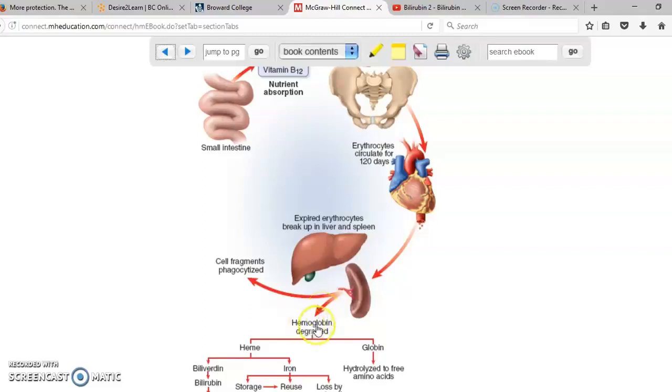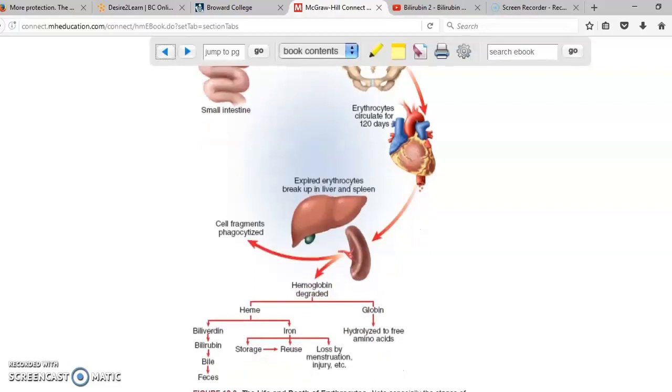Here's the hemoglobin that was phagocytized by the macrophage. What are the components of the hemoglobin? Heme and globin. So the first step in destroying this inside the macrophage is going to be to separate the heme and the globin. We said the globin is just a protein. So then that part is going to get destroyed into amino acids.